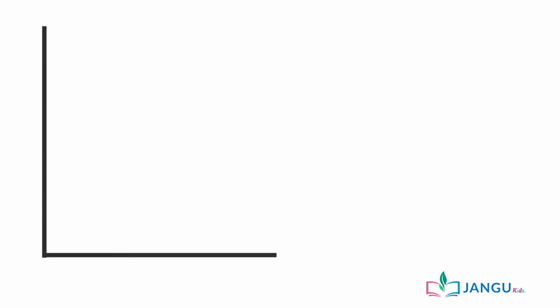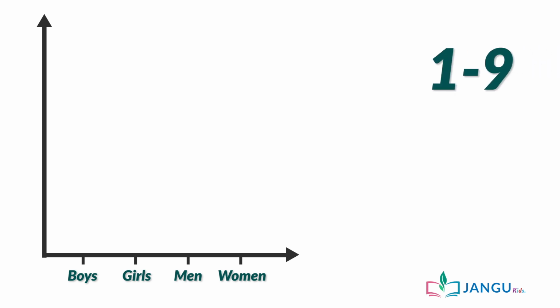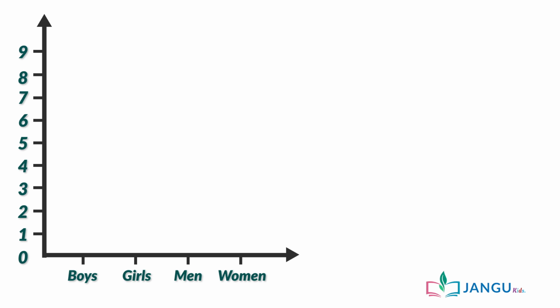First, we draw the vertical axis and horizontal axis. Next, we represent the categories of people on the horizontal axis based on the table. Then, we choose a scale to use on the vertical axis of our graph. Since the values are between the range of 1 to 9, we can say that one line equals one person. Therefore, on our vertical axis, we have numbers 1 to 9. Good!